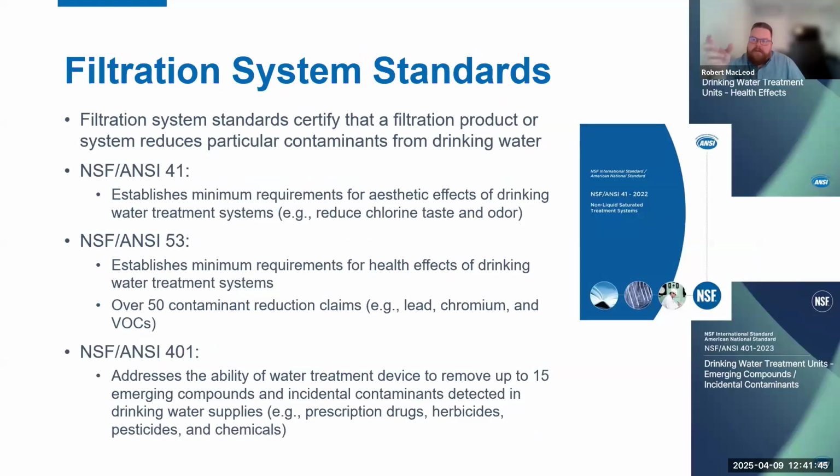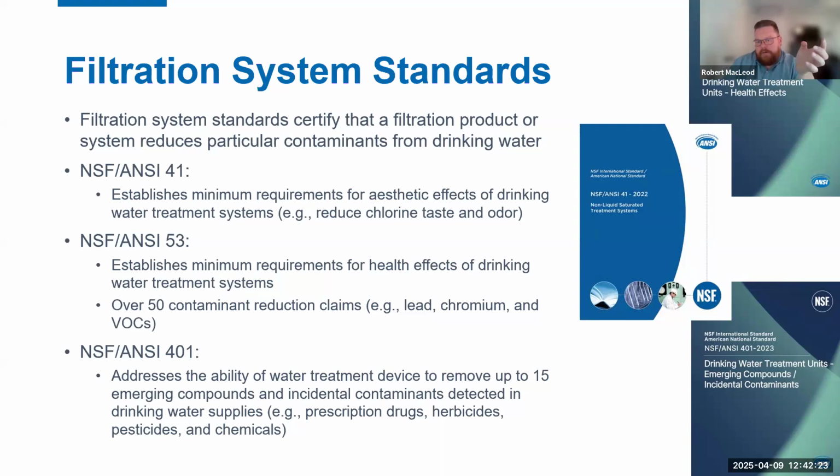Then looking specifically at filtration systems, there are some other NSF standards that are applied to the filters themselves. 61 is really more about the fixture, and these, 42, 53, and 401, are referring to what the actual filter can do. So NSF 42, 53, and 401 are the industry standards for filtration product systems that certify that a product reduces a particular set of contaminants from drinking water. NSF 42 establishes a minimum requirement for the aesthetic effects of drinking water treatment systems, including the reduction of chlorine, taste, and odor.